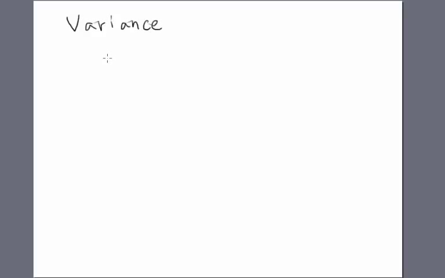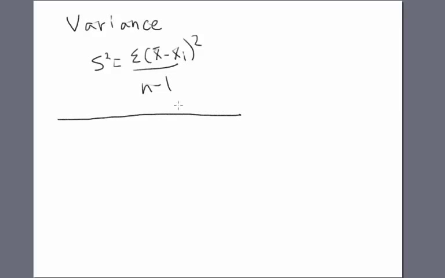The formula for calculating variance is as follows. The formula for calculating variance is the sum of the quantity x bar minus x sub i squared over n minus 1. So what we could do is we could go through and we could do the same thing we did before. We could make a column of x sub i's. We could make a column of x bars. We could make a column of the quantity x bar minus x sub i.